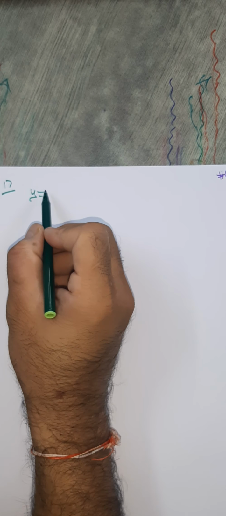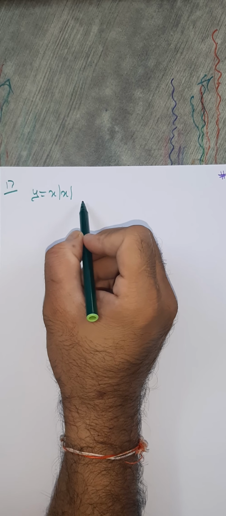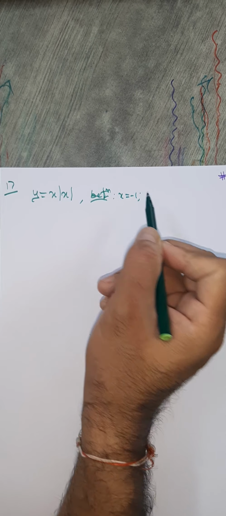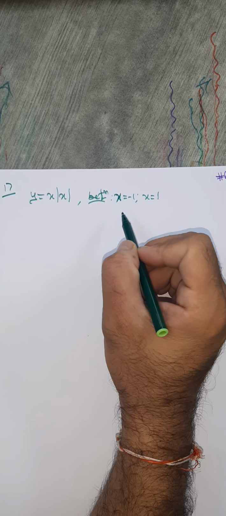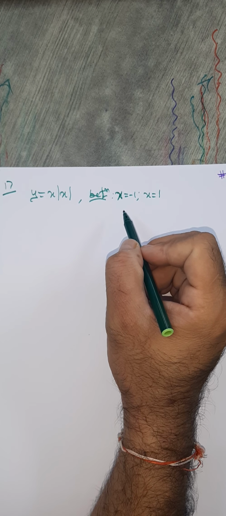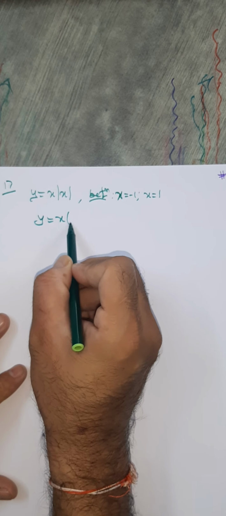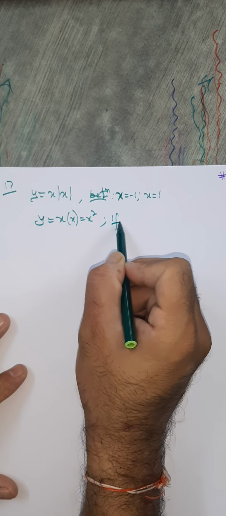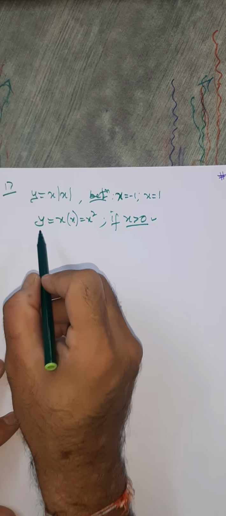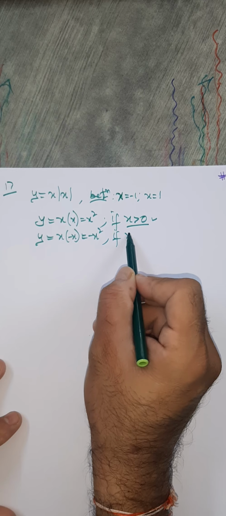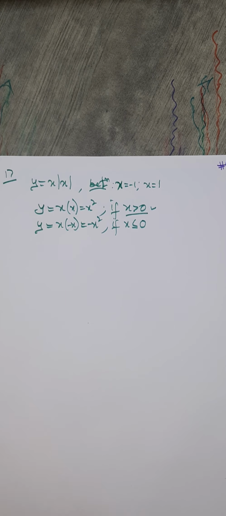Question number 17. The curve is given by y equals x into modulus x. Between which two ordinates? Between x equals -1 and x equals 1. Fine. Now here you have negative and positive. So if x is positive, then modulus x becomes x. So this is x squared if x is positive. And if it is negative, then this is -x squared, you know it. So this is -x squared if x is negative, or 0, whichever you take, it is 0 actually.